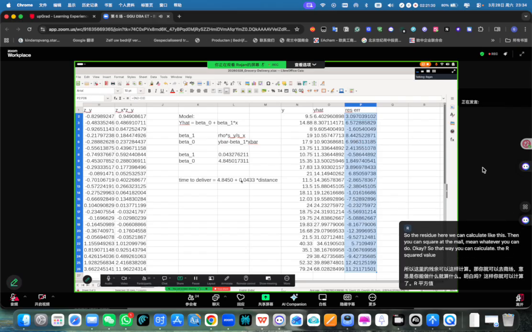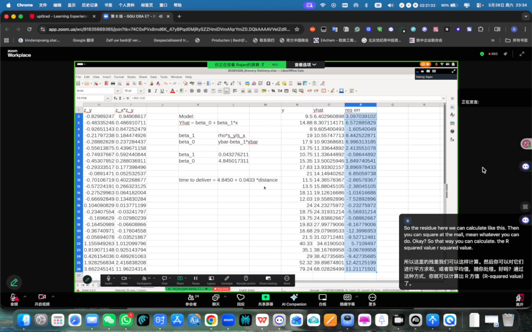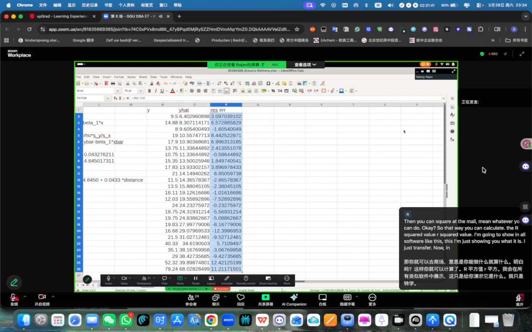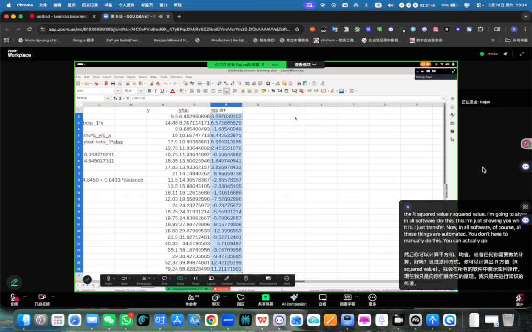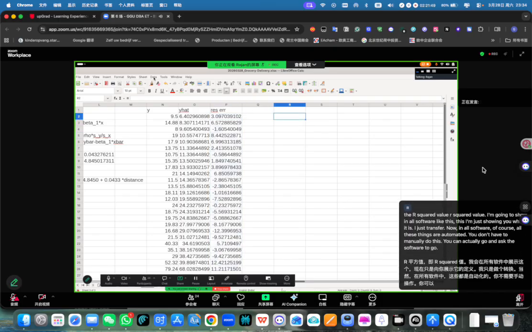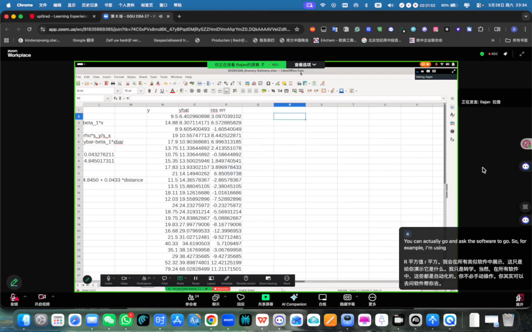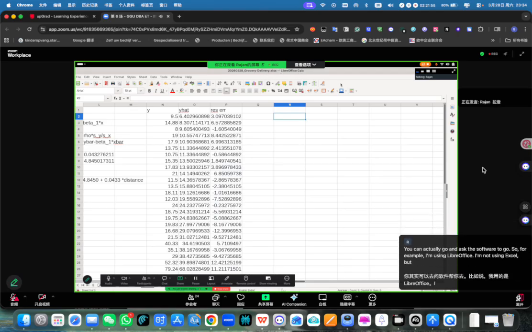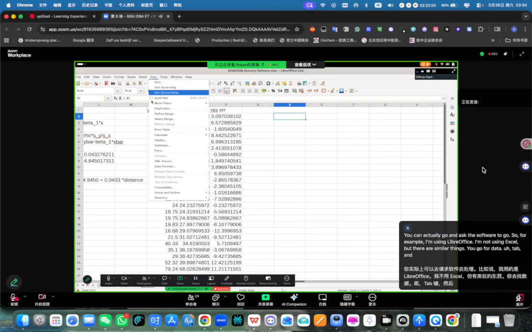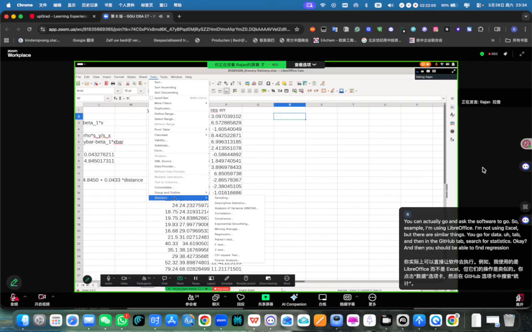I'm just showing you what it is, hands on. In all software, of course, all these things are automated. You don't have to do this manually; you can ask the software to do it. For example, I'm using LibreOffice, not Excel, but there are similar things. You go to the data tab, search for statistics, and then you should be able to find regression in there. Here I'm going to data, statistics, and then regression.